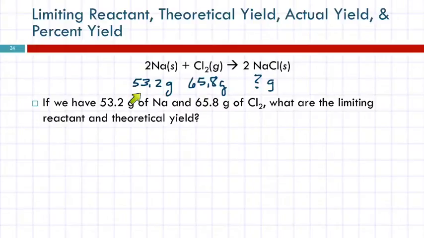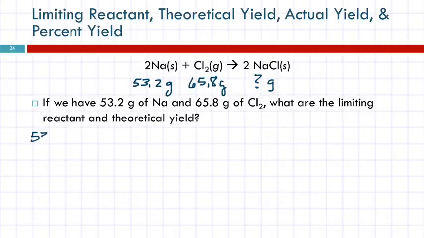We have two masses. We can't assume that they're just both going to get used up. So what we do is we calculate, starting with the amount of sodium, the mass of sodium chloride that could be made if we had plenty of chlorine. And then we take this amount of chlorine and also calculate the amount of sodium chloride that could be made if we had plenty of sodium. So now we are going to do grams to moles to grams.